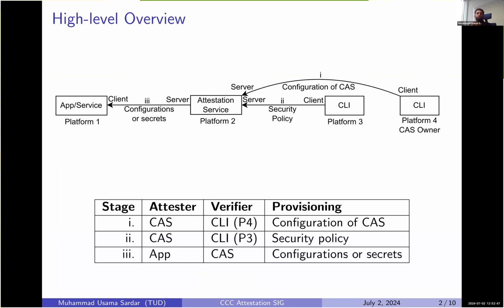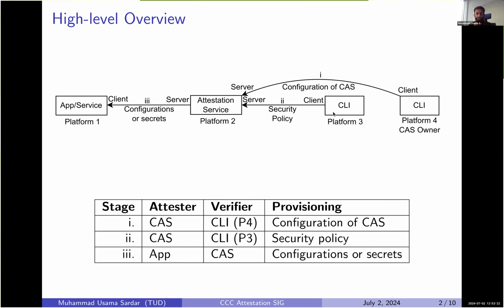Platform level attestation, what we mean by that is that we have different platforms at which different roles are distributed. So it's not any specific technology, it can be any technology. And the assumption here is that this application or the service, which is shown here on platform 1, is not on the same platform as the attestation service. The assumption here is that it's running on a different platform. So a clear distinction between the two.